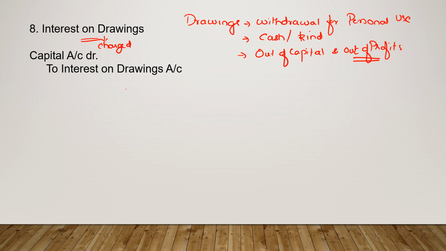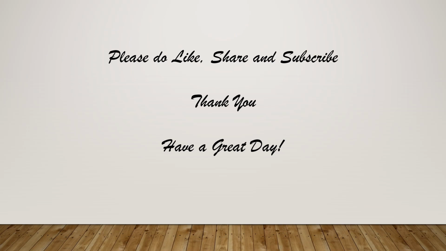Whereas it is being collected from the owner, and therefore it would go to reduce their capital. And therefore, when capital balance decreases, it has to be debited. Therefore, the entry would be capital account debit to interest on drawings account. So I hope with this, both types of adjustment entries are clear.